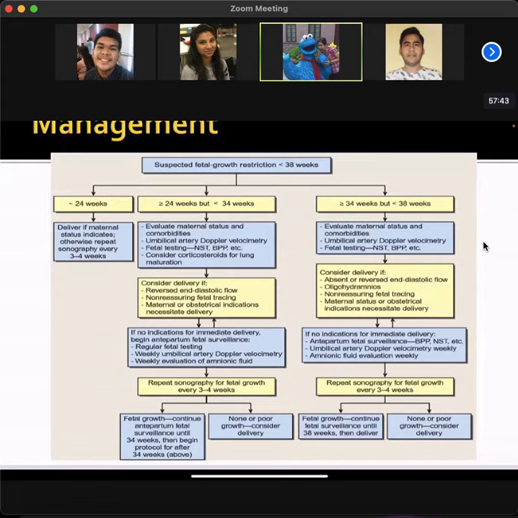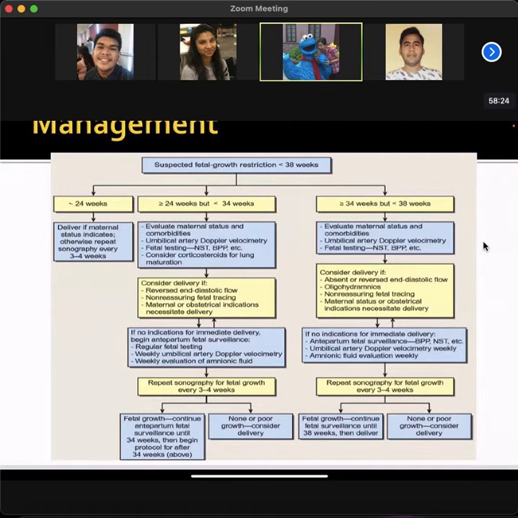Otherwise, if the mother is stable, you may give supplements to increase the weight gain and repeat sonography every 3 to 4 weeks. In 24 to 34 weeks, always evaluate maternal status and comorbidity. So this also is the time where you request for Doppler velocimetry, fetal testing if necessary, and consider corticosteroids for maturation of the lungs. In presence of reverse end-diastolic flow, non-reassuring fetal tracing, and indications for delivery, then deliver.